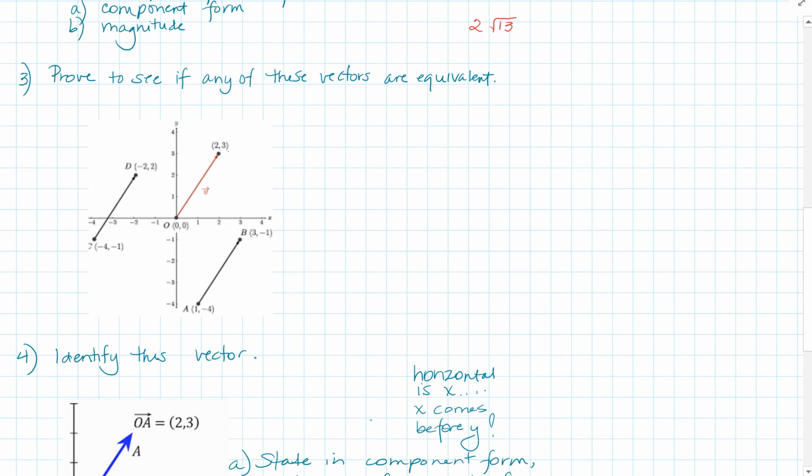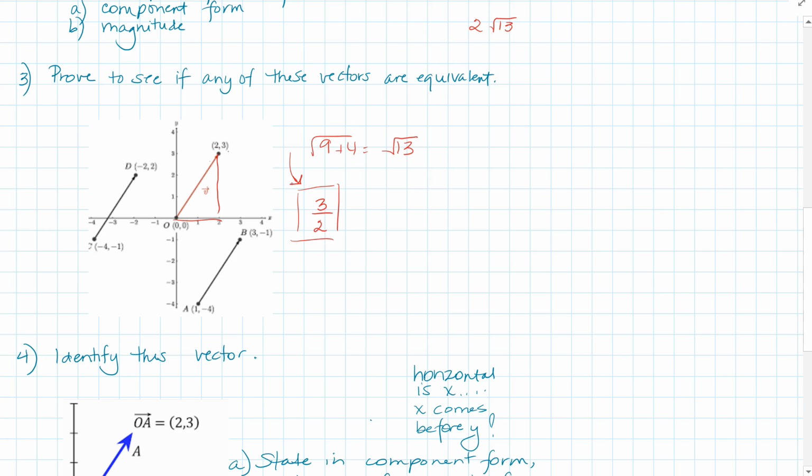Now, to check for equivalence here, all of these had the same distance. They all had the distance of 9 plus 4, I should say, which is the square root of 13. And they all pointed the same direction and had the same slope, the slope being 3 over 2. Now, we rarely talk about magnitude or direction as slope. So I'll be showing you tomorrow how to express this as an angle using trig functions.